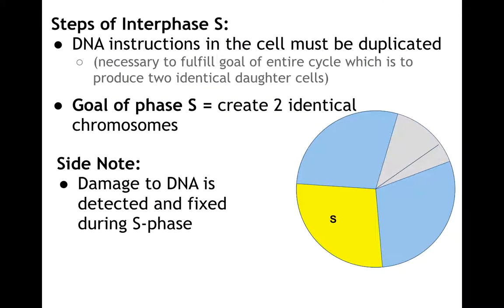S phase. DNA instructs a cell that it must be duplicated. So it's necessary to fulfill the goal of the entire cycle, which is to produce 2 identical daughter cells. If it doesn't duplicate or replicate its DNA, it cannot produce 2 identical daughter cells. So the whole goal is to create 2 identical chromosomes. This is really important to know, the goal of S phase.